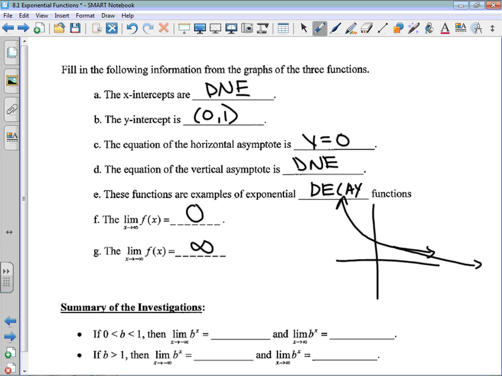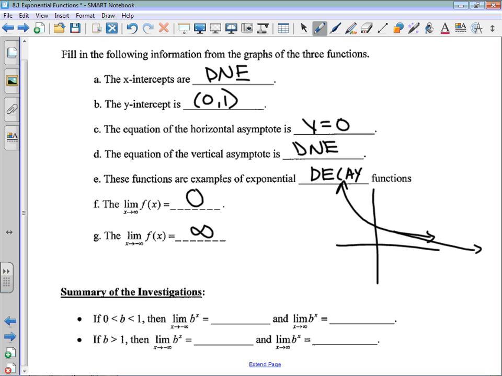Now, I'm going to put the summary of the investigation in part 2 just so that we can use it for the rest of this section.